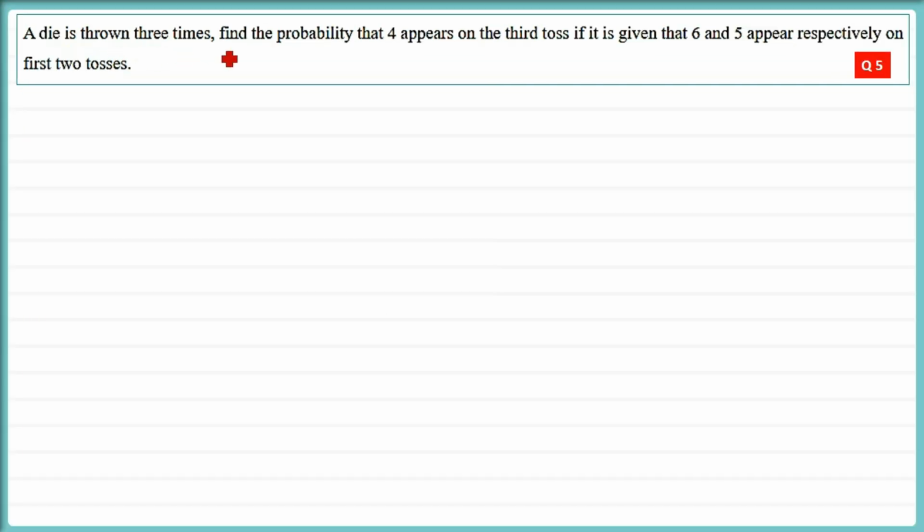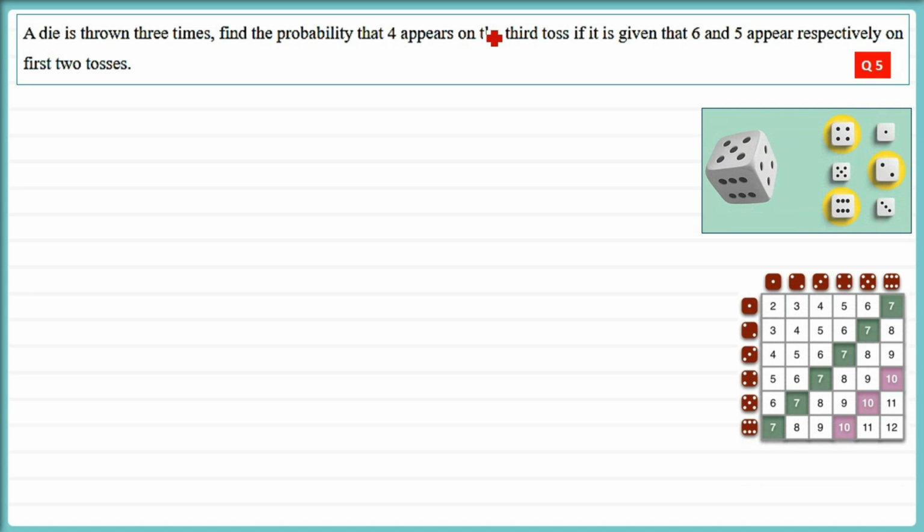A die is thrown 3 times. Find the probability that 4 appears on the third toss if it is given that 6 and 5 appear respectively on first 2 tosses. So let me just show you the die. But there is only one die which is thrown 3 times. There are not 2 dice, only one die. Now if it is given, this is already given. Normally we take what is given as B, and we normally take A as what is to be found out.